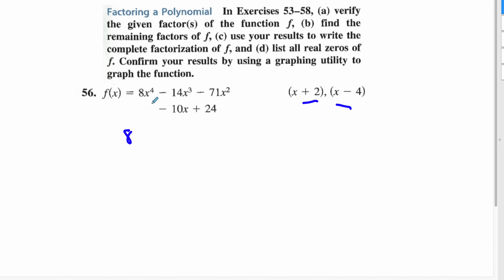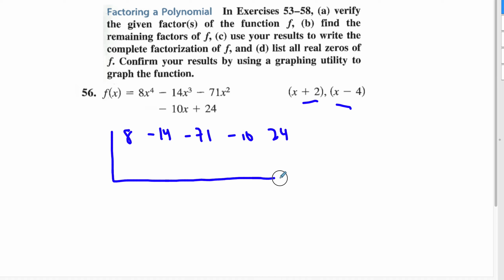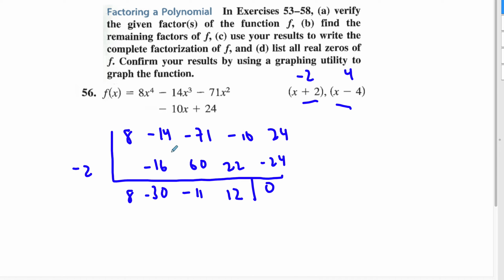So first, we're going to have to divide. So 8, negative 14, negative 71, negative 10, and 24. It really doesn't make a whole lot of difference. Remember, this is x equals negative 2, and this is x equals positive 4. Let's go with the negative 2. So 8. Negative 2 times 8 is negative 16. It's negative 30. Negative 2 times negative 30 is positive 60. So that ends up being what? Negative 11. Negative 2 times negative 11 is 22. Minus 10 is 12. Negative 2 times 12 is negative 24, which means 0. Remainder 0, like we expect. We just verified that that's a factor.